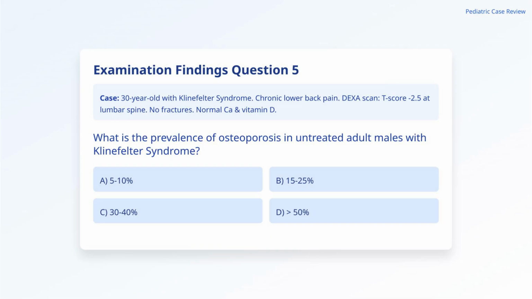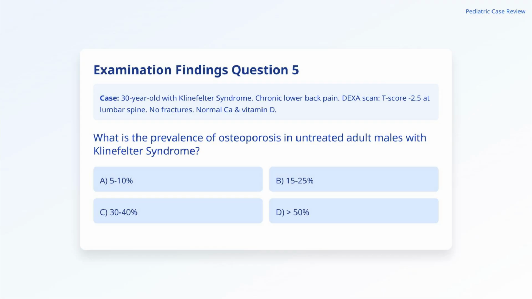deficiency. Case scenario: a 30-year-old male with Klinefelter syndrome reports chronic lower back pain. Dual energy X-ray absorptiometry scan shows a T-score of -2.5 at the lumbar spine. There is no history of fractures. Serum calcium and vitamin D levels are within normal limits. Question: what is the prevalence of osteoporosis in untreated adult males with Klinefelter syndrome?